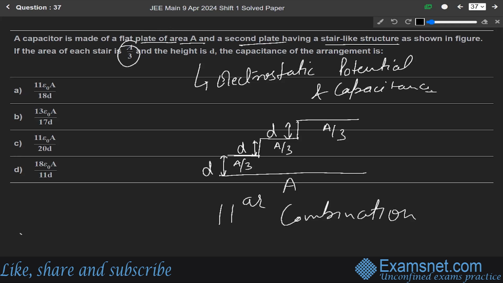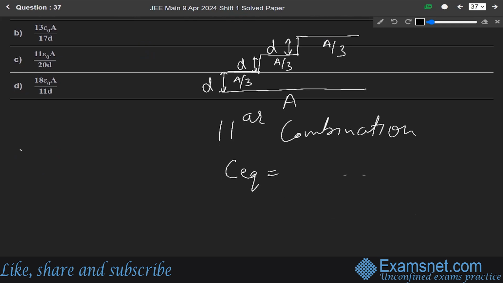And we know that for parallel combination, total capacitance C is equal to C1 plus C2 plus C3. Let us say the first stair has a capacitance C1, the second stair has a capacitance of C2, and the third stair has a capacitance of C3. So for parallel combination, we can write C equivalent is equal to C1 plus C2 plus C3.